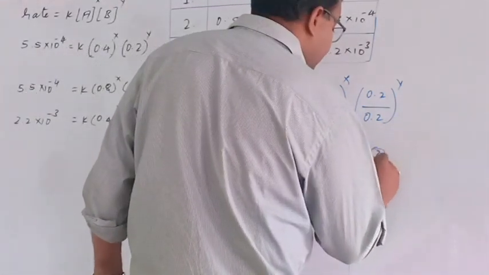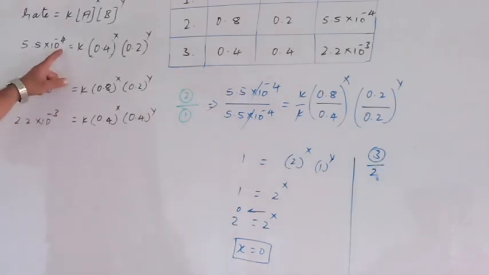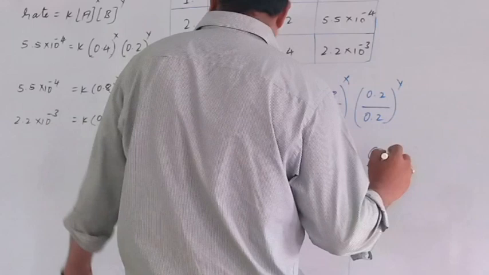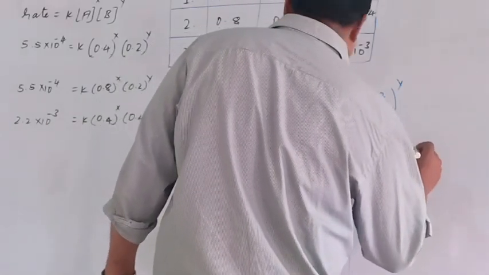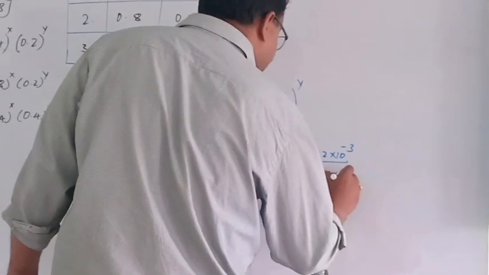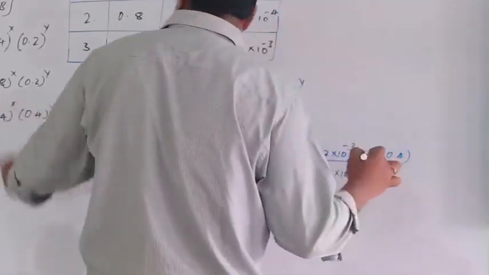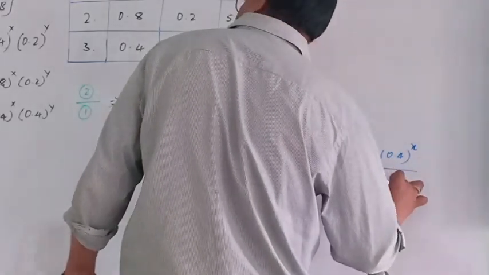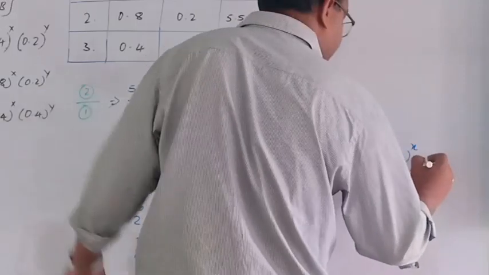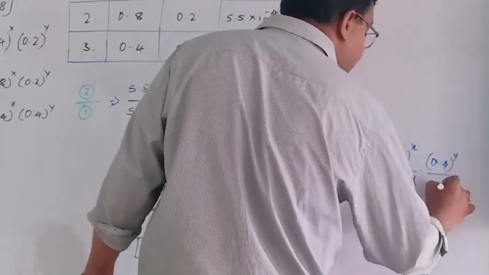Experiment number 3 by experiment number 2. Or else we can also solve in this method, this divided by this one, or anyhow you can easily come to know. Then this by this: 2.2 into 10 power minus 3 divided by 5.5 into 10 power minus 4 is equal to k constant 0.4 power x upon 0.8 power x, into 0.4 power y divided by 0.2 power y.